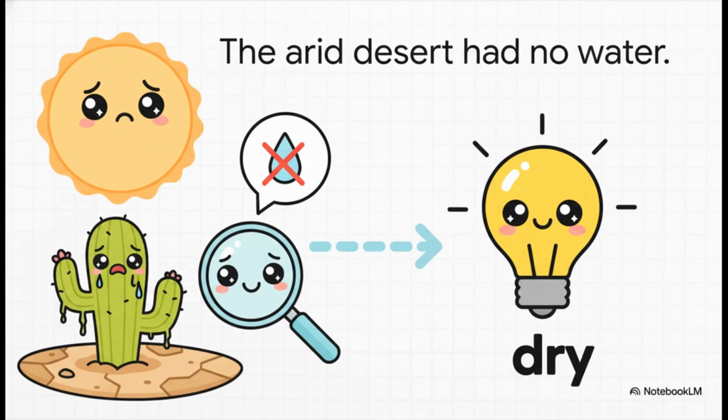Let's see this in action. Take this sentence. What does the word arid mean here? Well, the sentence gives you two massive clues: desert and barely a drop of water. So using inference, you can figure out that arid has to mean something like super, super dry. See? No dictionary needed. You just solved it.